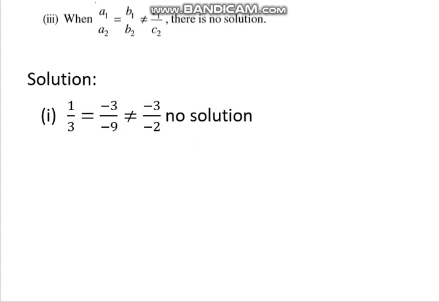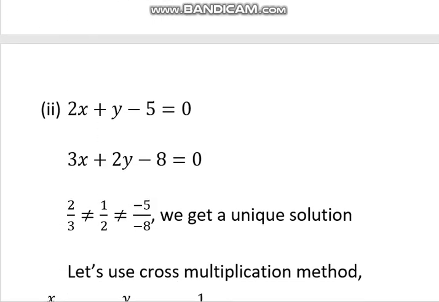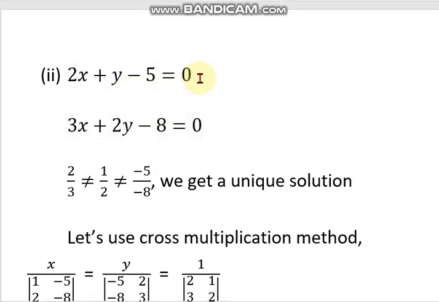Now in the second sum we have the pair of linear equations 2x plus y minus 5 equals 0. Actually, I have converted this into standard form. I have taken the constant term on the left hand side. So 2x plus y minus 5 equals 0, 3x plus 2y minus 8 equals 0. So let us find the ratio. So 2 upon 3, here 1 upon 2, so they are not equal. Similarly minus 5 upon minus 8. So basically a1 upon a2 is not equal to b1 upon b2. Therefore we get a unique solution.